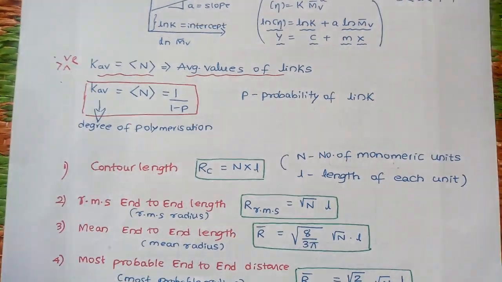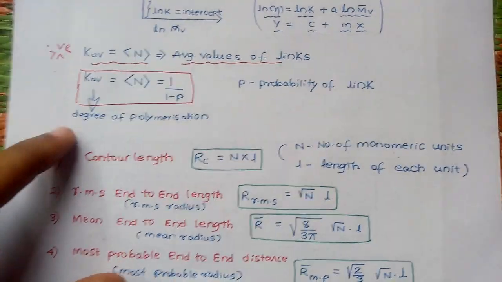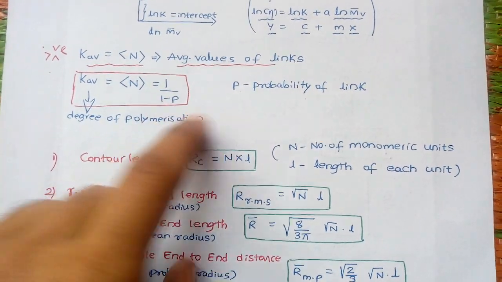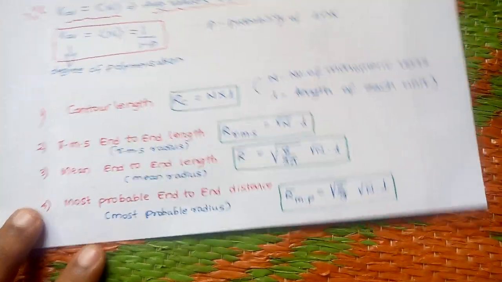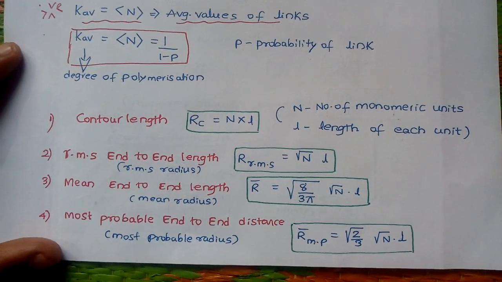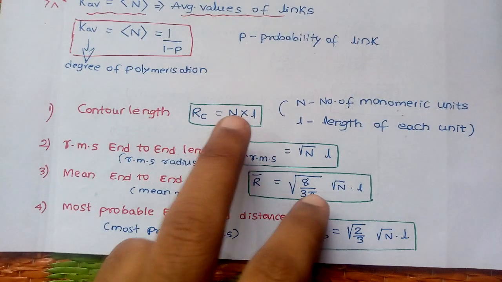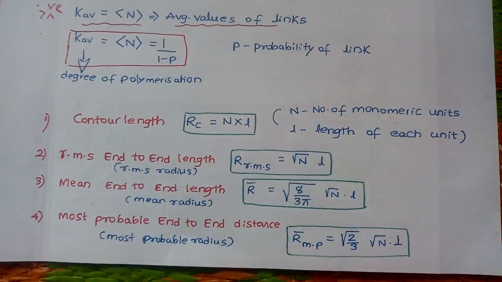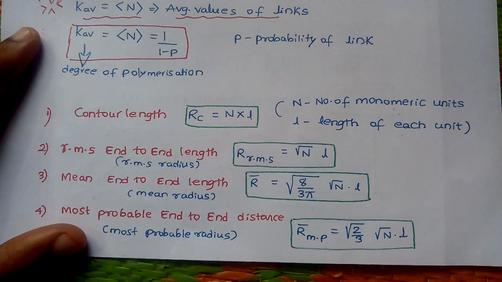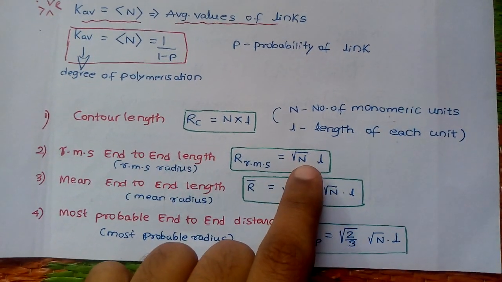Then an important formula is the average value of a link. The degree of polymerization is given by n is equal to 1 by p, where p is the probability of a link. The last important thing, once asked in CSIR NET 2019, is the contour length Rc is equal to n into L, where n is the number of monomeric units and L is the length of each unit. The RMS end-to-end length is given simply by root n into L.